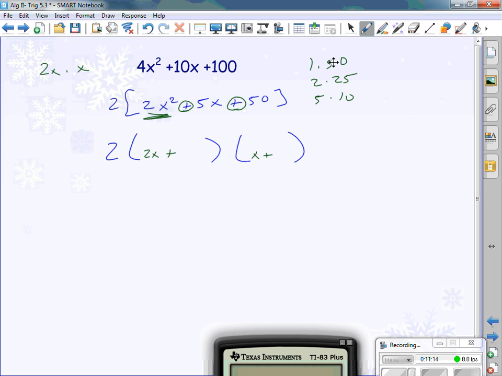Is there any way I can do this and get a 5 in the middle? Well, I know for sure a 50 is out of the question. Well, 25 times anything is going to give me 25. That's too big. 5 and 10. 10 times anything is bigger than 5. What's happened? Nothing works. There is no solution. Sometimes you're going to do all this work and you're still going to get no solution. Don't think that every single problem can be solved. That 10 in the middle causes me a problem.